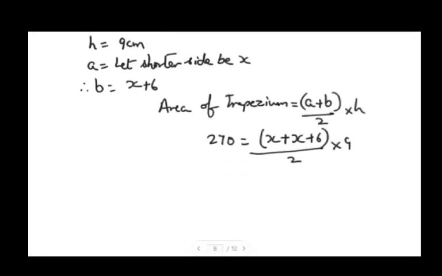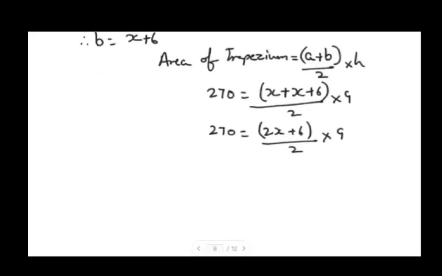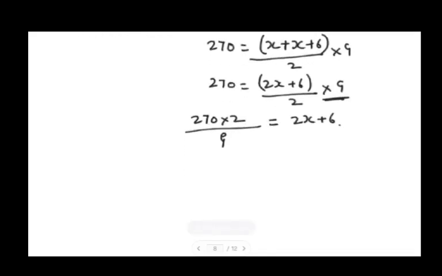Height is 9. So 270 equals 9 into (x plus x plus 6), which is 2x plus 6, upon 2. Now, this 2 is in the denominator. One side, take it to the LHS. It will come to the numerator with a multiplication sign. So 270 into 2. On the LHS it becomes division, and this becomes 2x plus 6. 9 ones are 9, 9 threes are 27. So 30. 30 into 2, 60 is equal to 2x plus 6.